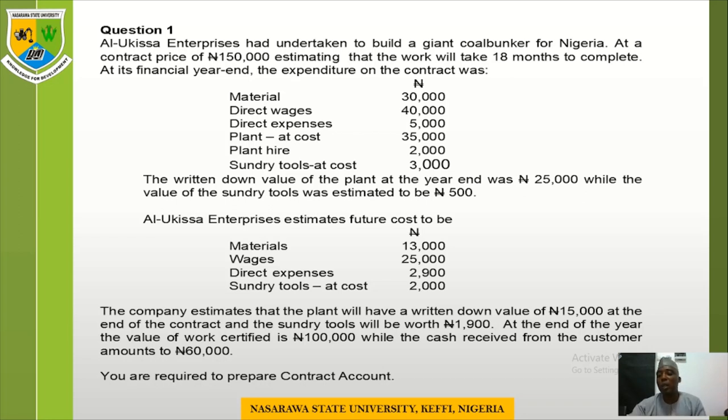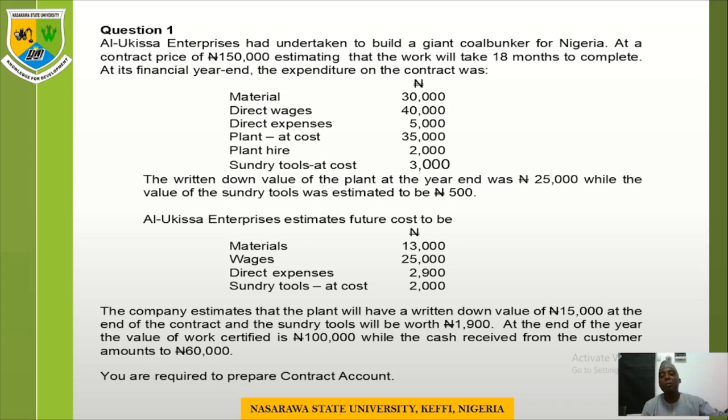500 plus 2,000 minus 1,009, 600. Then there's also a depreciation of plant. The plant has also suffered a depreciation of 2,500. The company has estimated that the plant will have a written down value of 15,000 at the end of the contract.